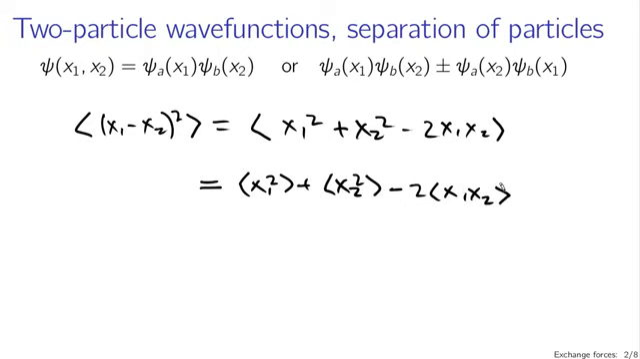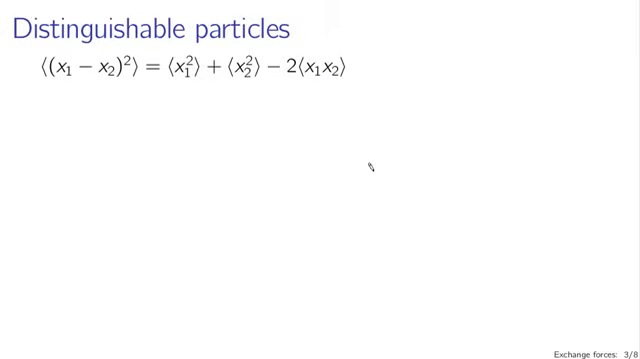So if we're going to evaluate this sort of expression for the expected value of the separation in these indistinguishable particle wave functions, or in this distinguishable particle wave function, we're going to need to be able to evaluate terms like the expected value of x1, the expected value of x2, squared, etc. Let's consider the distinguishable particle case first. We're working with these terms, and for instance, let's consider calculating just this first term.